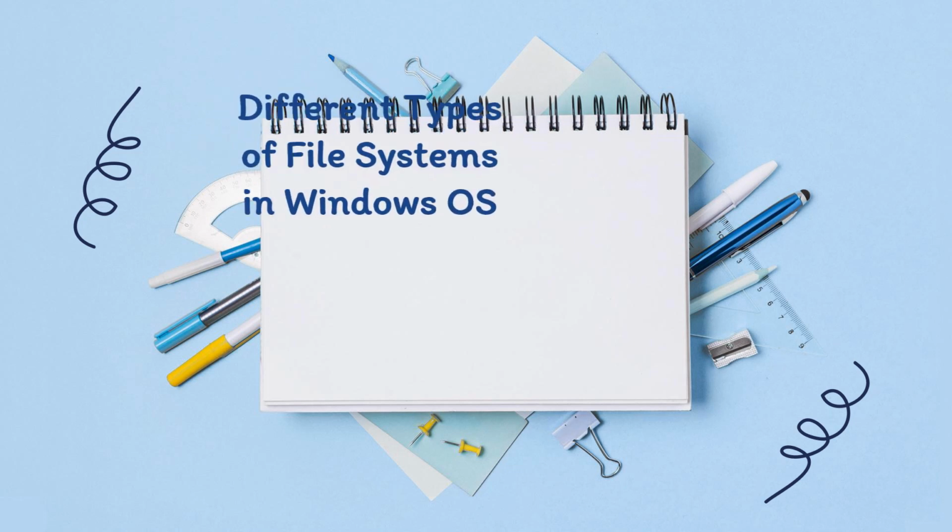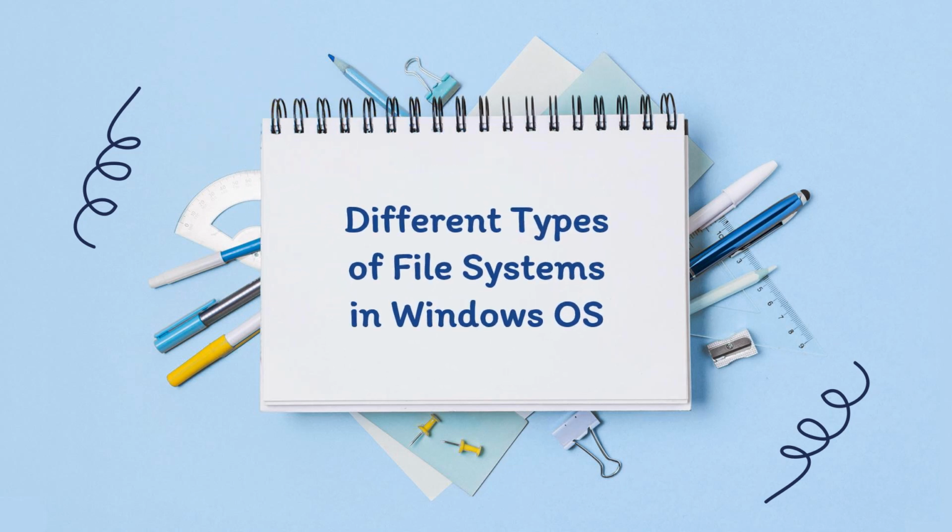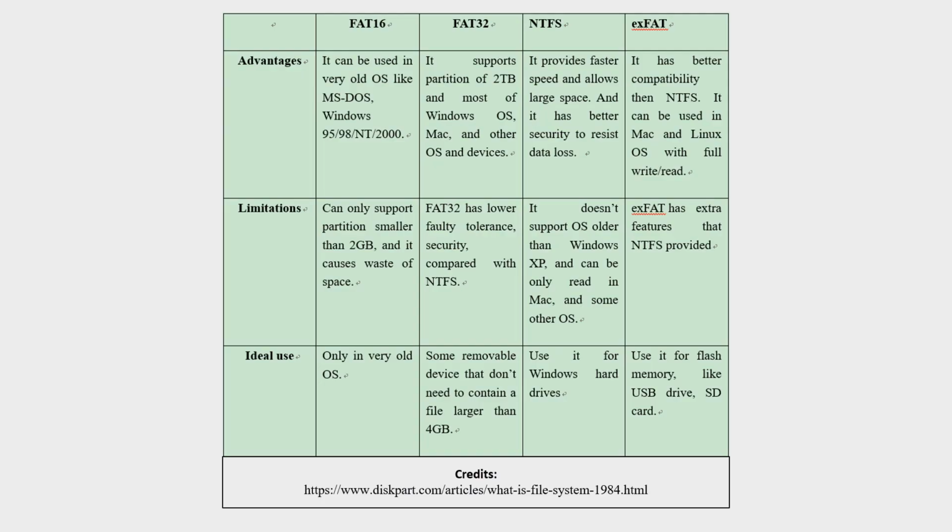Just to understand how file systems have evolved over time, we'll explore different types of file systems in the Windows OS. The first one is FAT16. The advantages of this are it can be used in very old OS like MS-DOS, Windows 95, 98, NT and 2000. But the limitations are it can only support partitions smaller than 2 GB and it causes a waste of space.